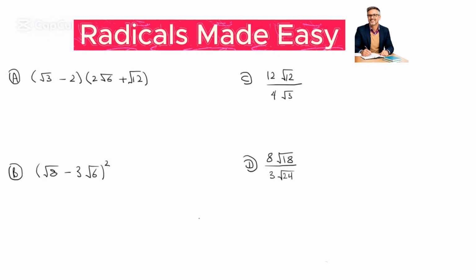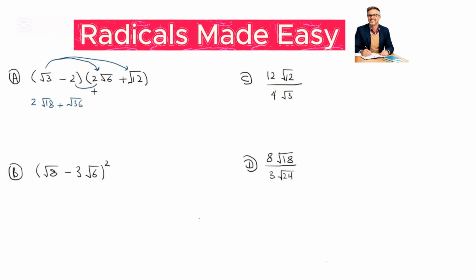Most students get stuck on this, but watch how easy it actually is. So we have root 3 times 2 root 6, and that's going to be 2 root 18. And then root 3 times root 12, that's going to be plus root 36.